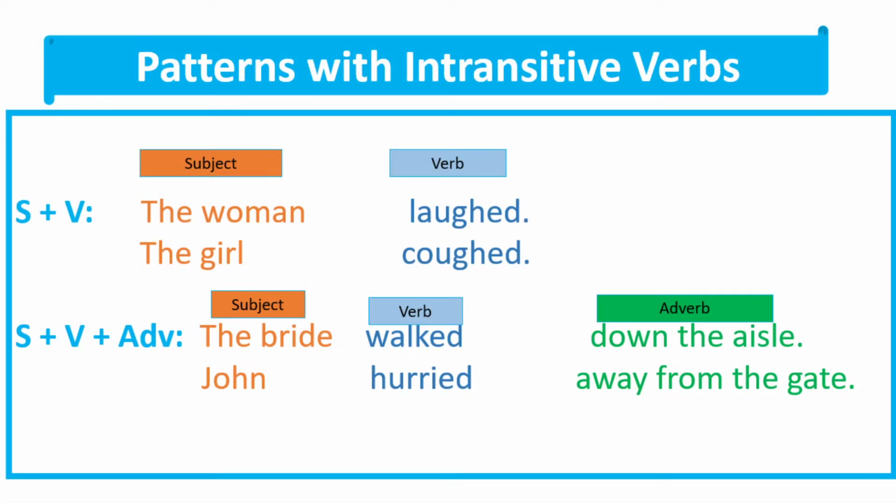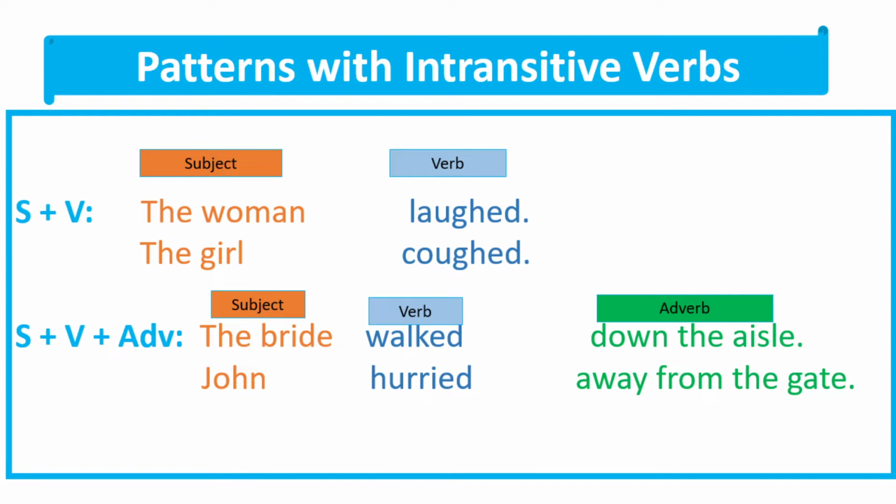So now you're ready for the different sentence patterns. We have patterns with intransitive verbs, patterns with linking verbs, and patterns with active transitive verbs. Let's tackle them one by one. Okay? So patterns with intransitive verbs. We have here S plus V. S stands for subject, and V for verb. And then S plus V plus adverb. Let's try to look at the examples for you to understand the patterns. I use color coding for you to easily remember and easily understand.